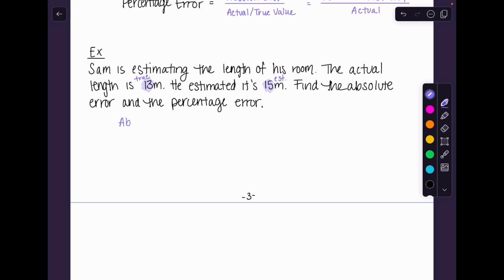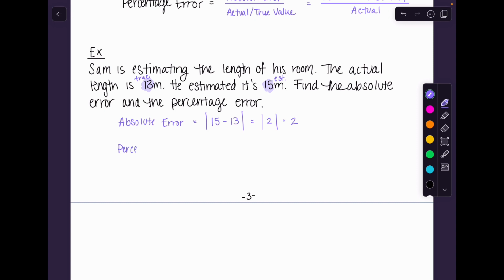So the error is just how much was he off by. In this case, we're going to take 15 and subtract 13, and we put it in these absolute values. 15 minus 13 is 2. And again, because this is a positive number, these absolute values do absolutely nothing. He was off by a distance of 2 meters.